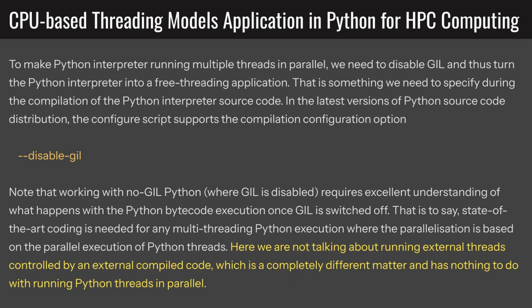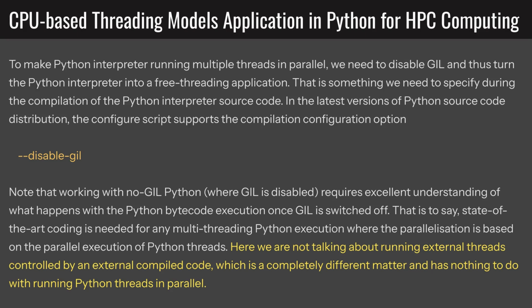To make the Python interpreter run multiple threads in parallel, we need to disable the GIL and thus turn the Python interpreter into a free threading application. That is something we need to specify during the compilation of the Python interpreter source code. In the latest versions of the Python source code distribution, the configure script supports a compilation configuration option that completely disables the GIL. Note that working with no-GIL Python, where the GIL is disabled, requires an excellent understanding of what happens with the Python bytecode execution once the GIL is switched off.